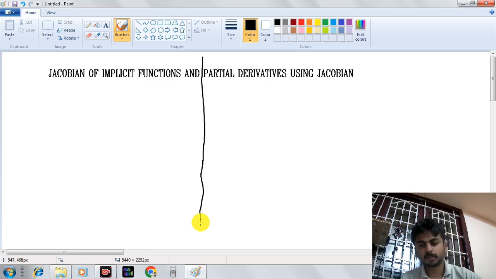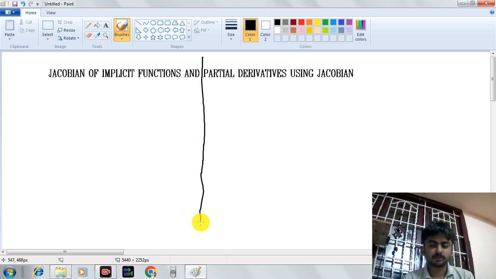So what is meant by an implicit function? We know that when there exists a relationship between x and y, and u and v, and it is not possible to split those functions, and we express those functions as, suppose, f of x comma y equal to c, an implicit relation, then we know how to find its partial derivative or total derivative.